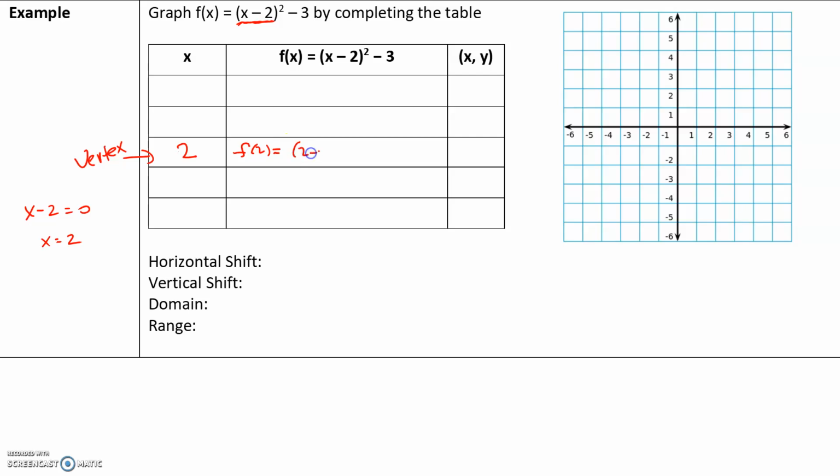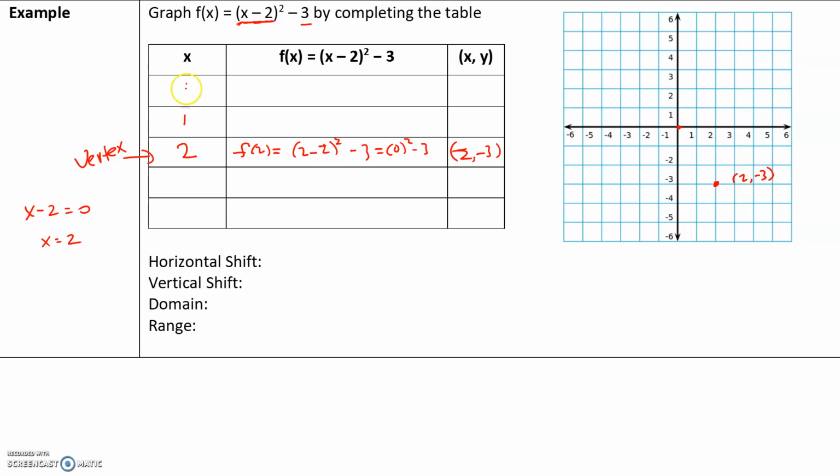So that's going to give me 2 minus 2 squared minus 3. According to the order of operations, we have to do 2 minus 2 first. 2 minus 2 is 0. 0 squared minus 3, that's 0 minus 3, which is negative 3. So my vertex is going to be (2, -3). Okay, look how that relates to the horizontal and vertical shifts. x minus 2 means that the vertex goes from being (0, 0) and shifts 2 units to the right. Negative 3 means it shifts 3 units down. So my new vertex is going to be here at (2, -3).